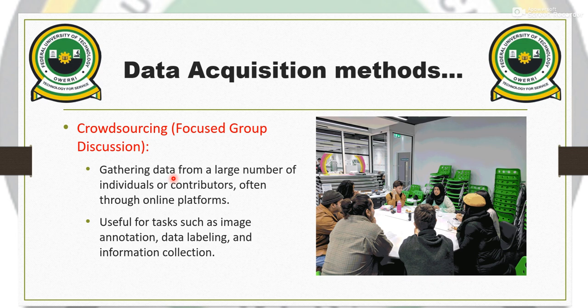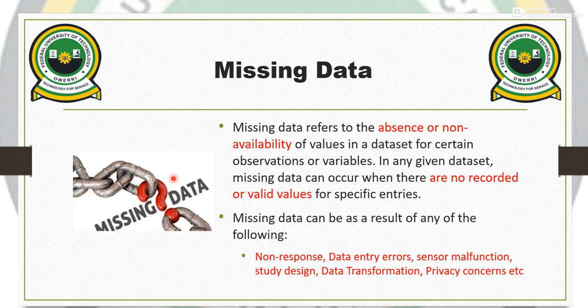So when you are now asking them questions, you are noting their questions, you are observing their behaviors, and all of those things, you are noting them down. That is data acquisition through crowdsourcing, what is known as focus group discussion. Okay, and one of the main problems of data acquisition is the problem of missing data, which we have discussed in part in the other lecture.